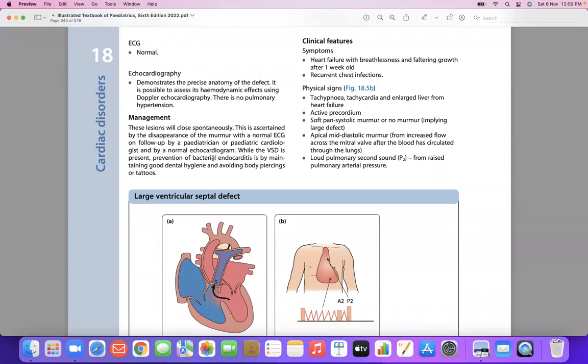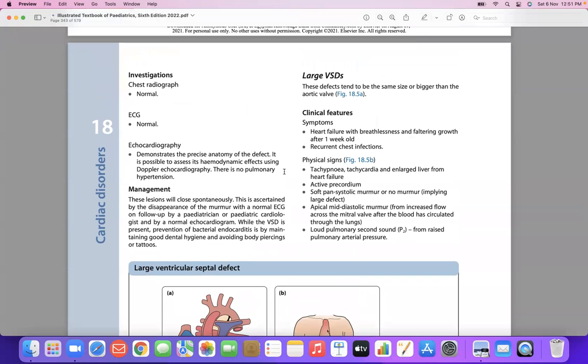While VSD is present, this is a very important point: you are not intervening in the patient, but education of the patient is very important. Prevention of bacterial endocarditis by maintaining good dental hygiene and avoiding body piercing and tattoos. So you have to tell the parents that you will observe the child for closure of the VSD, but at the same time, you should educate them about the occurrence of bacterial endocarditis in this patient. So you will tell them to maintain good dental hygiene and also to avoid body piercing and tattooing. Very important point, this one.